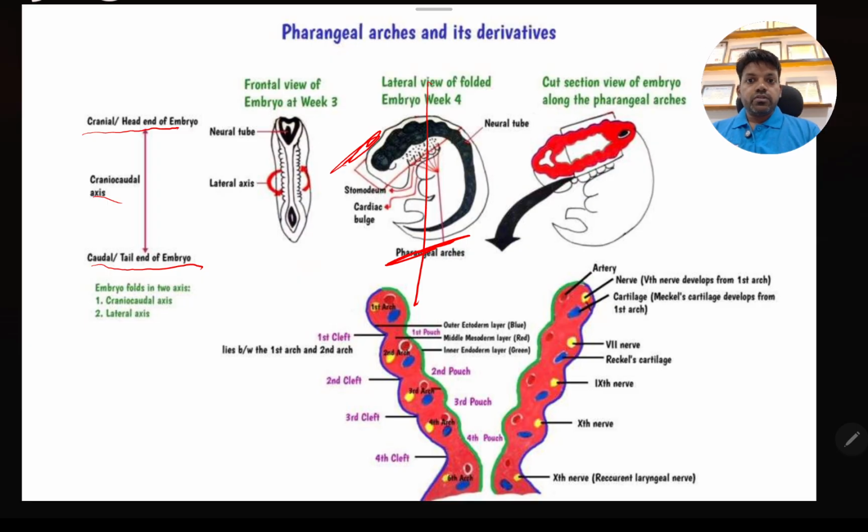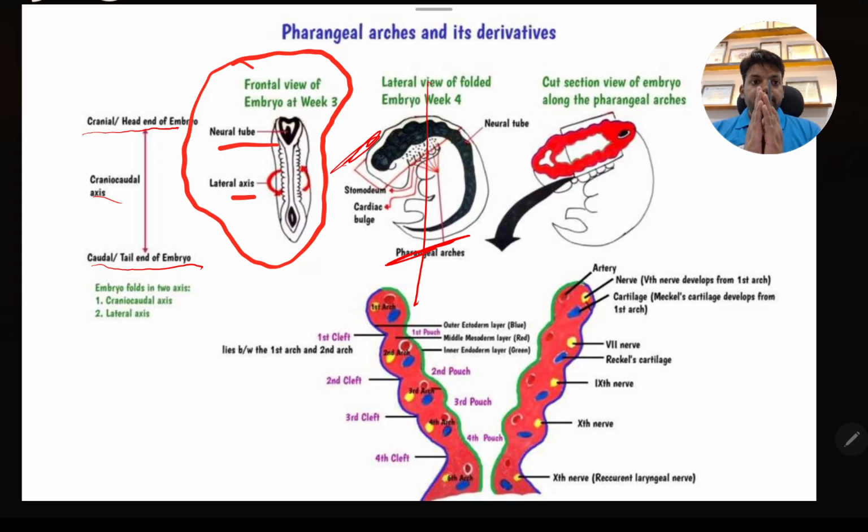Okay, so here, this is the frontal view of the embryo at week 3. This is the neural tube and lateral axis. If we take the prawn and hold it in the center of the front, then we can see this type of view. So that's the frontal view. Now if you hold the embryo on the side and we see the side, then it becomes the lateral view. Whatever views are shown are around 3 to 4 weeks.